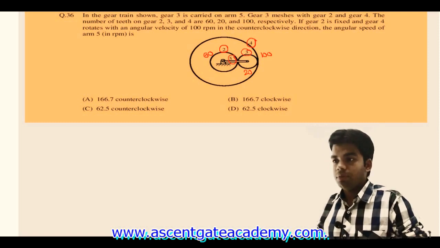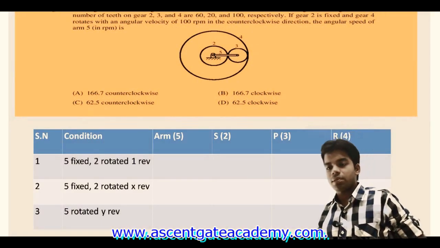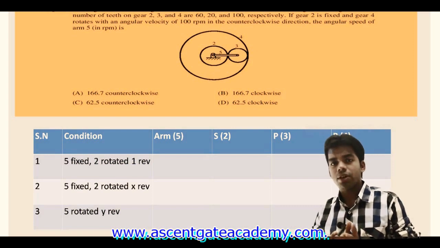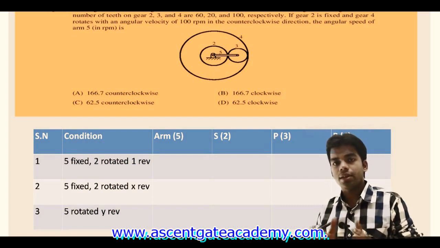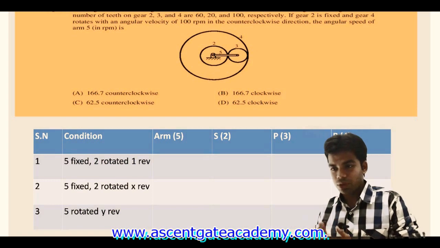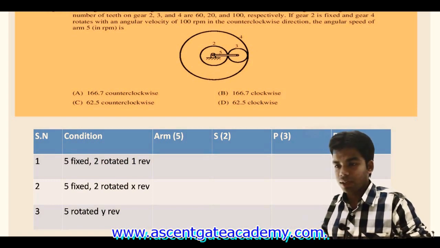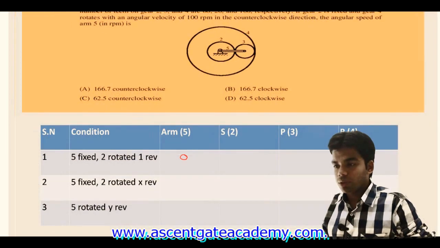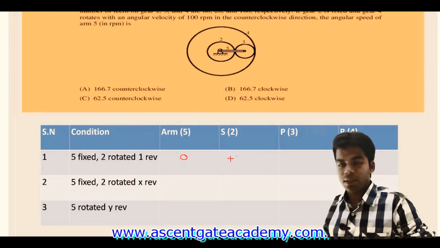Now, we will make the table. Okay, so what we are doing in this table, the very first thing, we will fix the arm. We will assume that the arm phi is fixed, and we will rotate the sun gear, that is gear 2, by +1 revolution. So in the first column, arm phi is fixed and 2 is rotated by +1 revolution. So the speed of arm phi will be 0. 2 is rotated by +1, sun is rotated by +1.